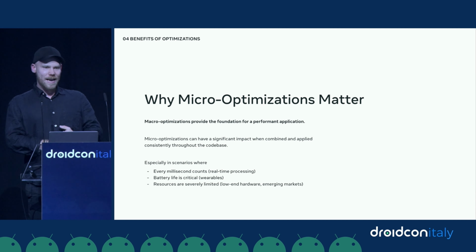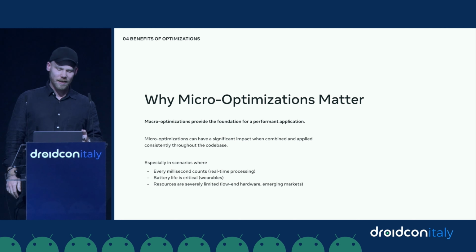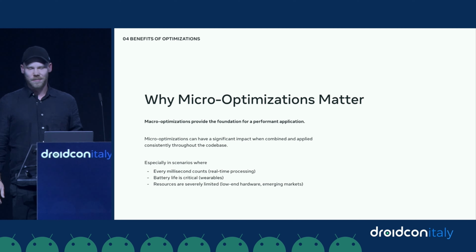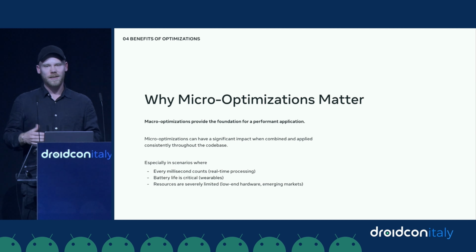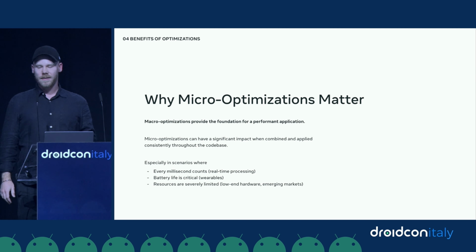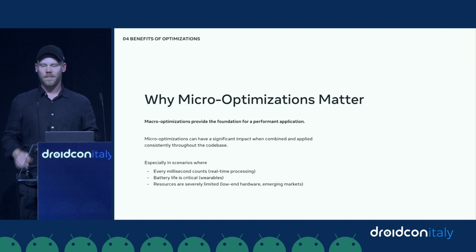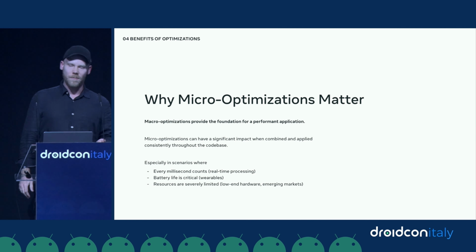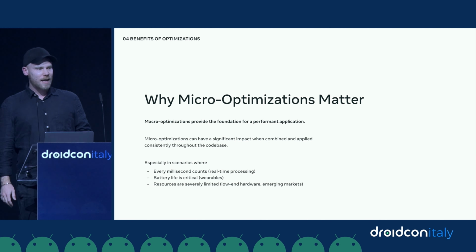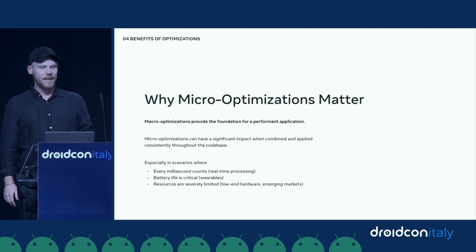So why do they actually matter? The macro optimizations we looked at two slides ago lay the foundation for a performant application. So we need to make sure that this is also there. We can't just skip it and do only micro optimizations. We need both in a way. The micro optimizations can have a significant impact when they are combined and applied consistently throughout the code base, especially in scenarios where every millisecond counts, like real-time processing, or where battery life is critical, like in wearables. Or if the resources are severely limited, like in low-end hardware.